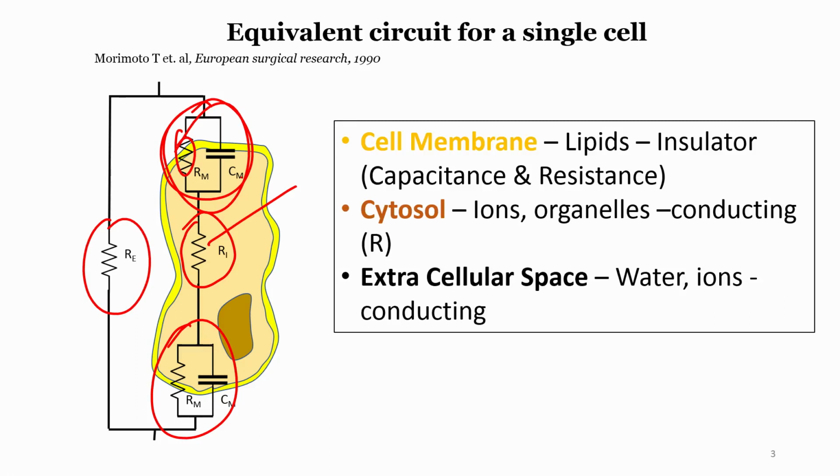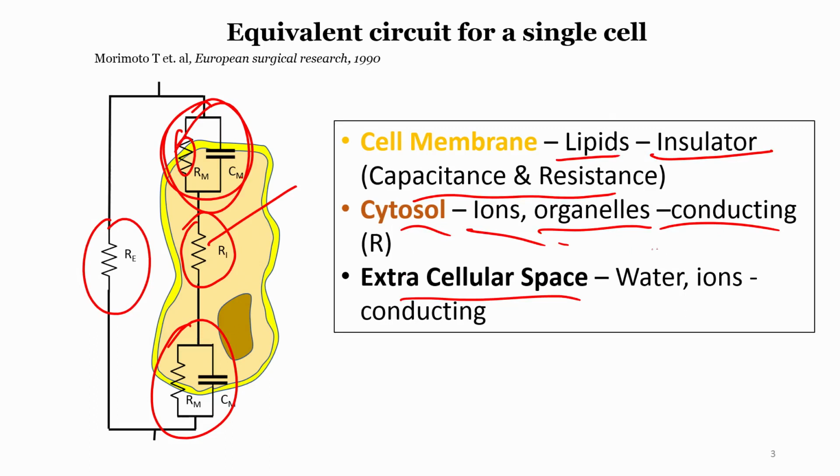So, again this is just a repetition of what we have told. Lipids are insulators, giving capacitance and resistance, and the cytosol has ions and organelles, so it is conducting. Extracellular space is water, ions and fibers. Extracellular space also has water, by the way, that is why it is also resistive. Now, we are just seeing how we can model the cell as resistor capacitor combinations, right. Mathematically, how can we have an equivalent circuit with a physical significance.